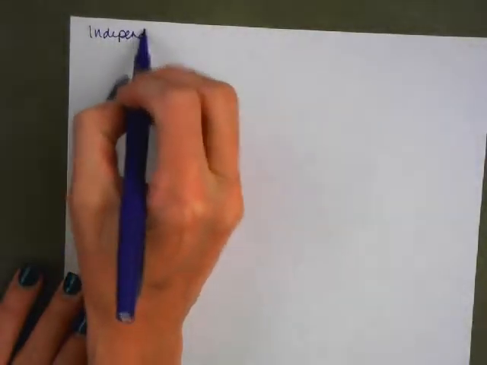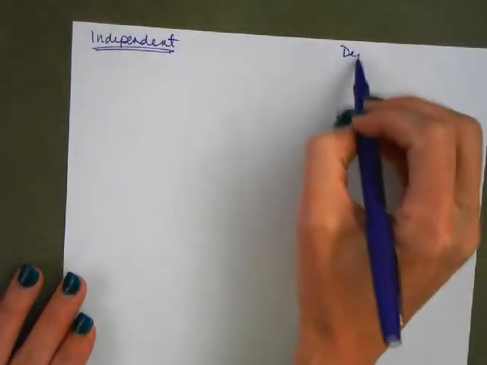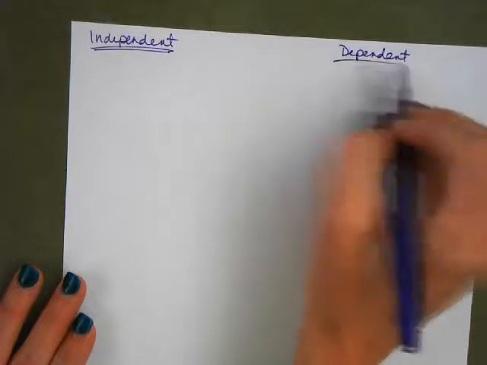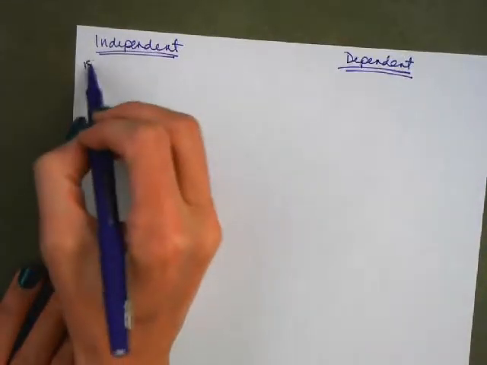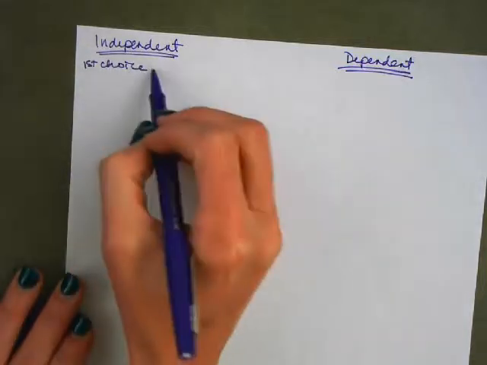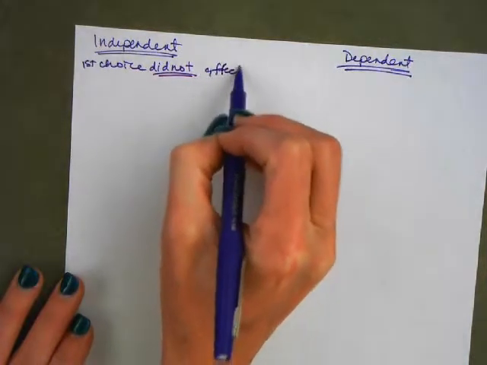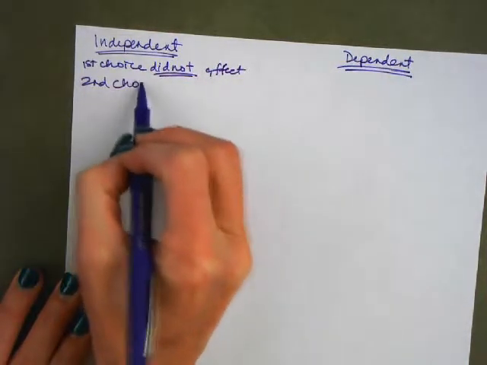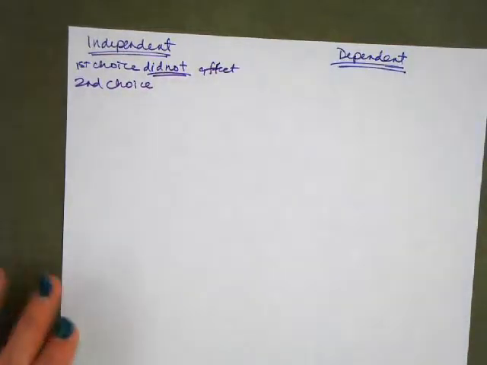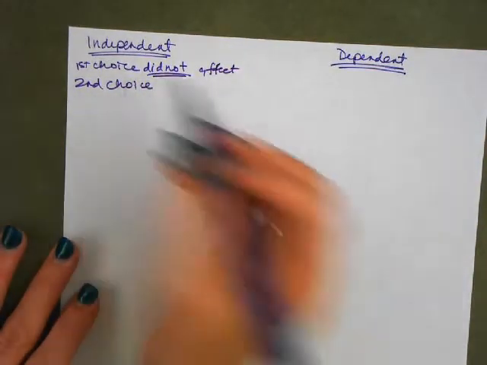All right, so last class, we talked about 2 things. We talked about whether an event was independent, or whether an event was dependent. And independent was pretty much where the first choice did not affect the second choice. So an example that we used was, let's say we're doing a passcode.